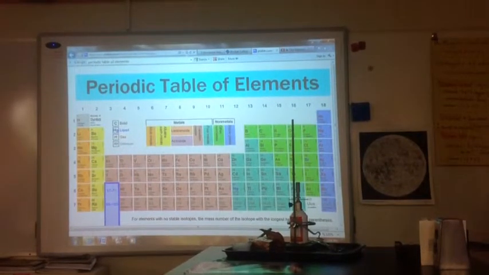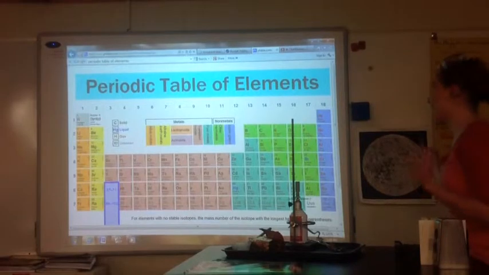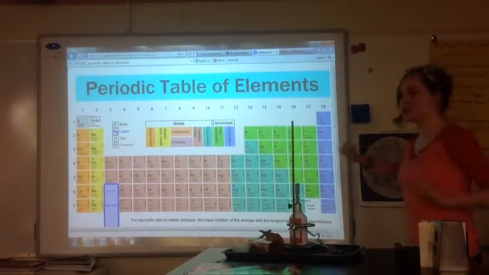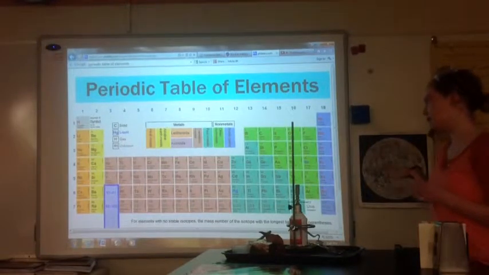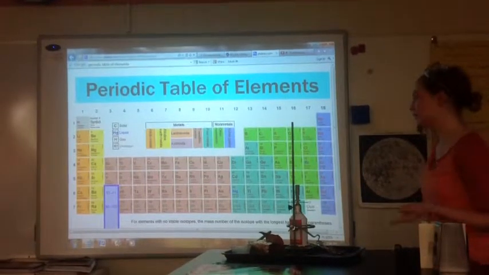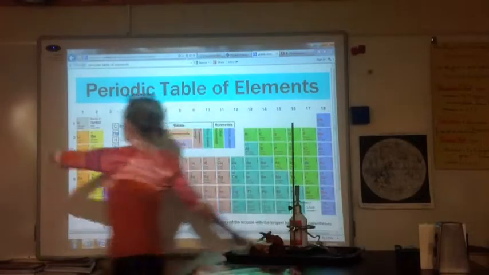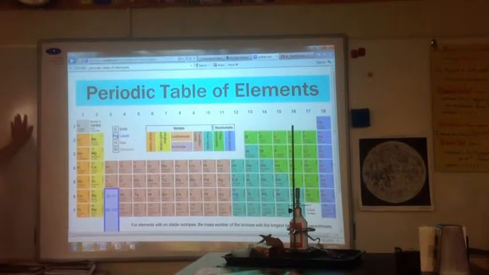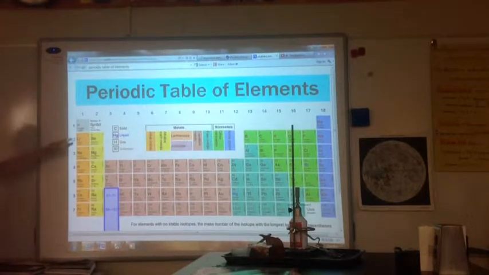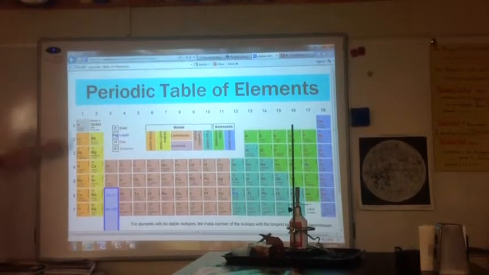The periodic table of elements is divided into different groups. So this group here, the orange ones, these are the alkalis. And the thing is, each group has something distinctive about it, like how each of the elements is distinct to each of the groups too.